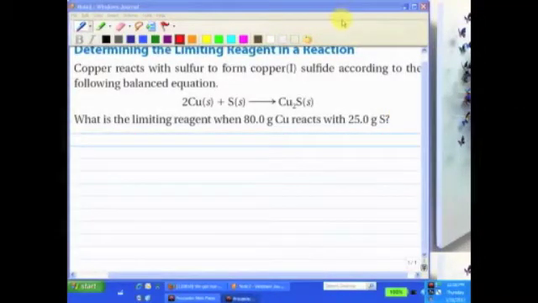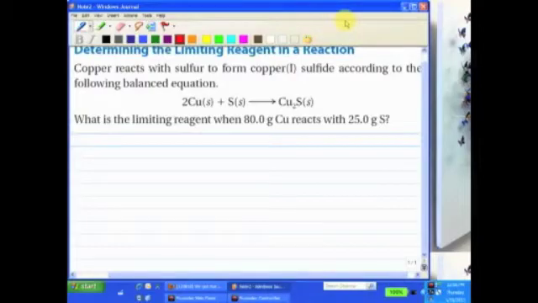So here is a limiting reagent problem that we did in class, and this will help you do today's online homework. The problem says, what is the limiting reagent when 80 grams of copper reacts with 25 grams of sulfur? So first, let's make the mole roadmap.